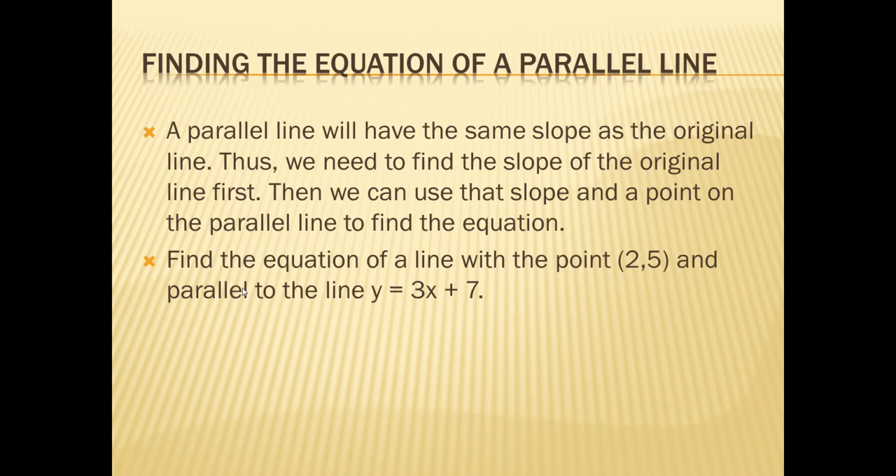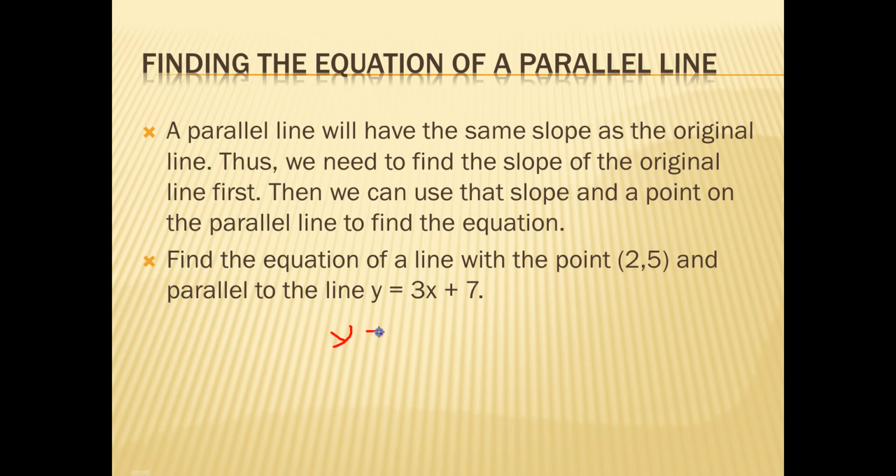Finding the equation of a parallel line. A parallel line will always have the same slope as the original line. Thus, we need to find the slope of the original line first. We can then use that slope and a point on the parallel line to find the equation. Find the equation of a line with the point 2, 5 and parallel to the line y equals 3x plus 7. So since they're parallel, they both share the same slope, which means that the slope of the line is 3, just like the original line.